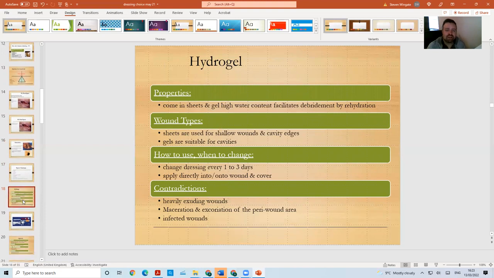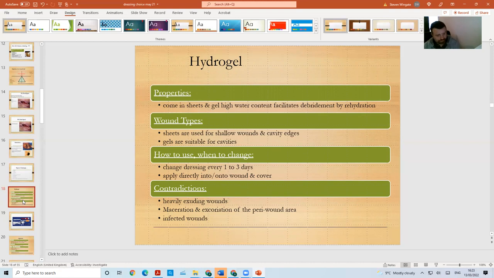So here, the hydrogel dressings. It comes in sheet or gel, high water content, and it's designed to rehydrate. Types of dressings: these sheets are used for shallow wounds and cavity edges, and gels are used to help support those cavities as well.